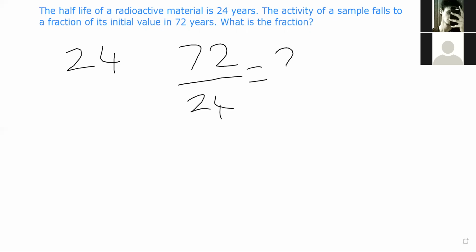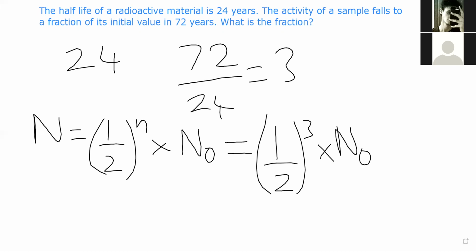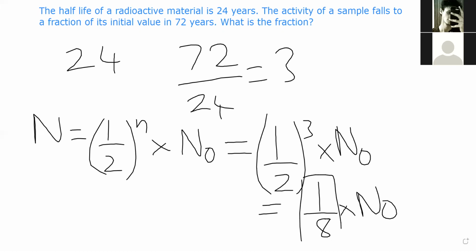The half-life of the material is 24 years and 72 years have passed. So 72 upon 24 will give us 3. This means that 3 half-lives have passed. Now, using the formula N equals half to the power n, into n naught, we have to find the fraction by which the activity has fallen. So for that, we'll have half to the power 3, into n naught. The fraction will come as 1 upon 8. So the answer is 1 upon 8.